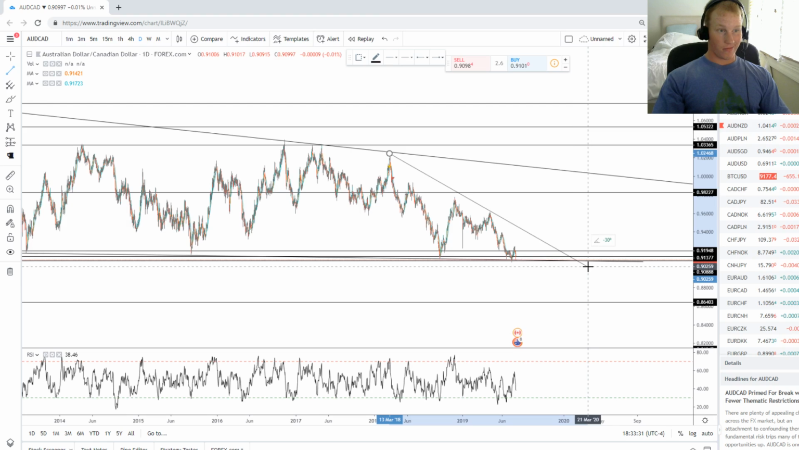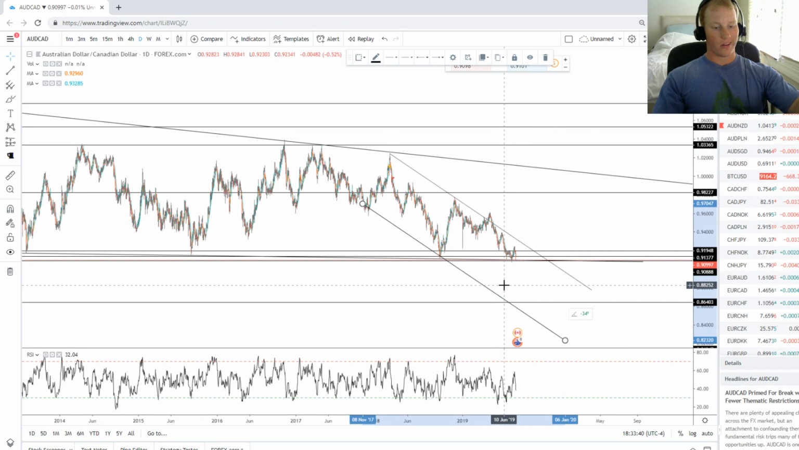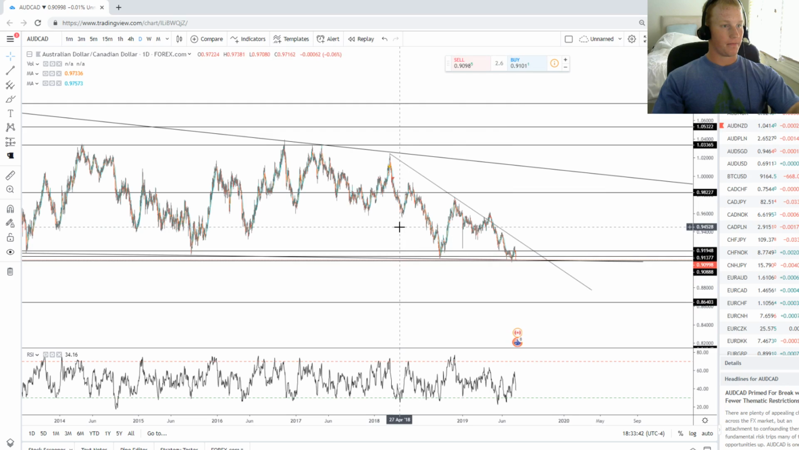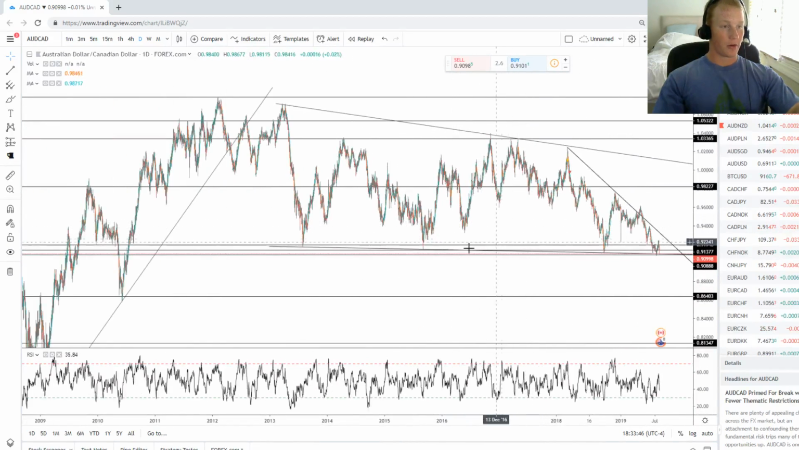Wait. A little bit of an overshoot there. It's catching the support line. What do we see here? We see this. We see that.